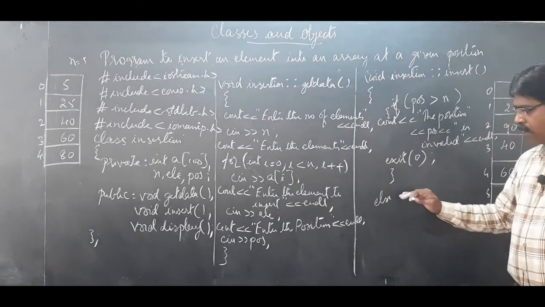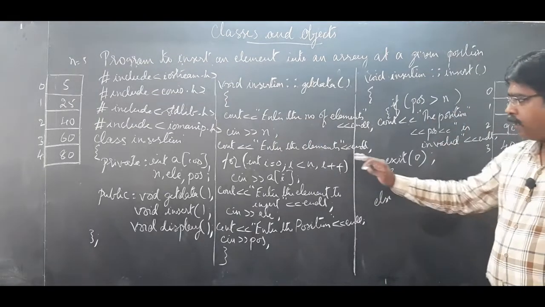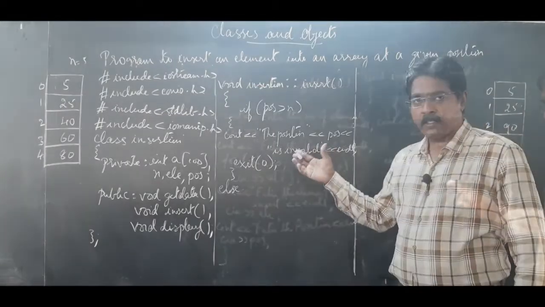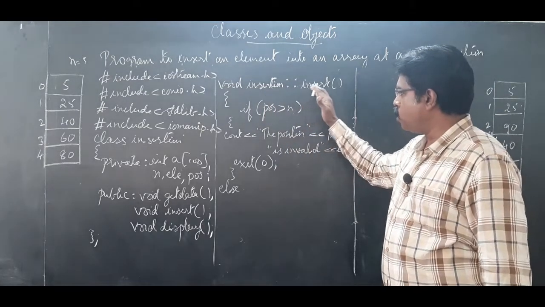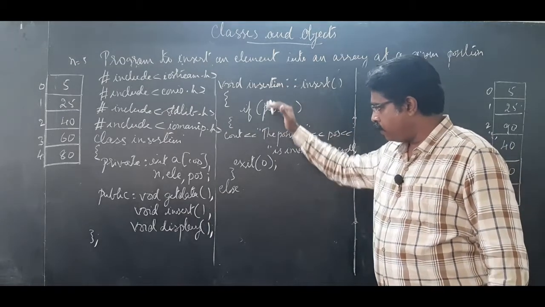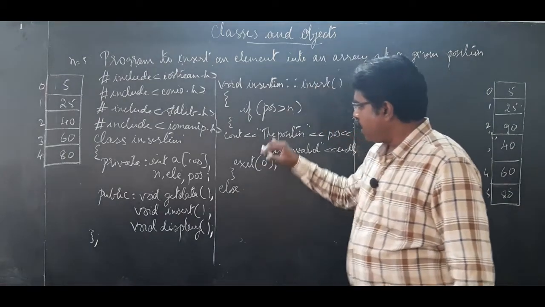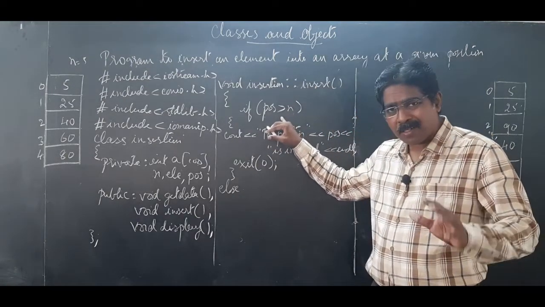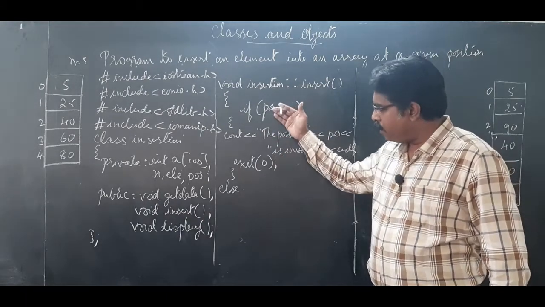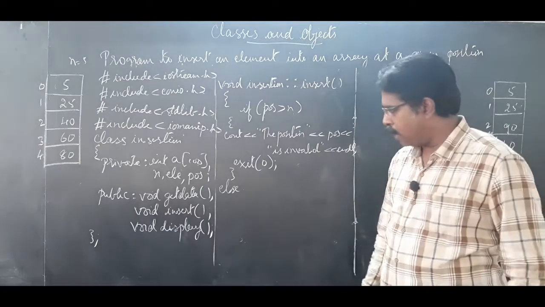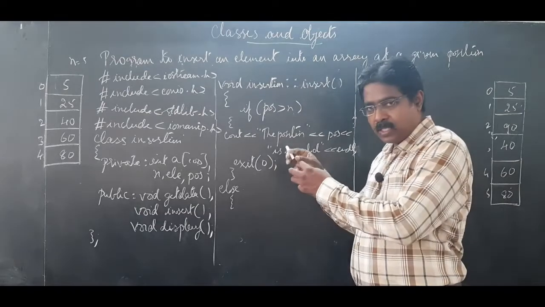Kindly take down, when I write the else part, I will be writing in this place because of space constraint. Hence, please write down. We'll continue with the logic part, and I have written here void insertion, scope resolution operator insert. As I said, we will be continuing with the else part from here onwards. Else, if the position is not greater than n, then definitely it's not going to enter this if clause. It will be coming to the else part. Then in the else part, we need to write the exact logic, that is, how to insert.